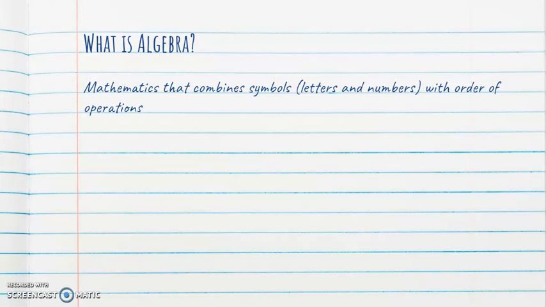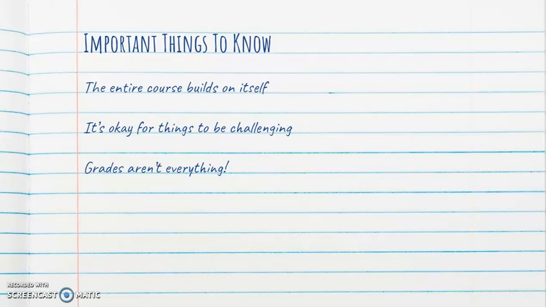And then we're combining that with our variables. So you've seen a little bit of solving equations in 6th and 7th grade. We're now going to up the ante a little bit, and we're just going to add a few more variables and do some different things with them. Important things to know for this course.